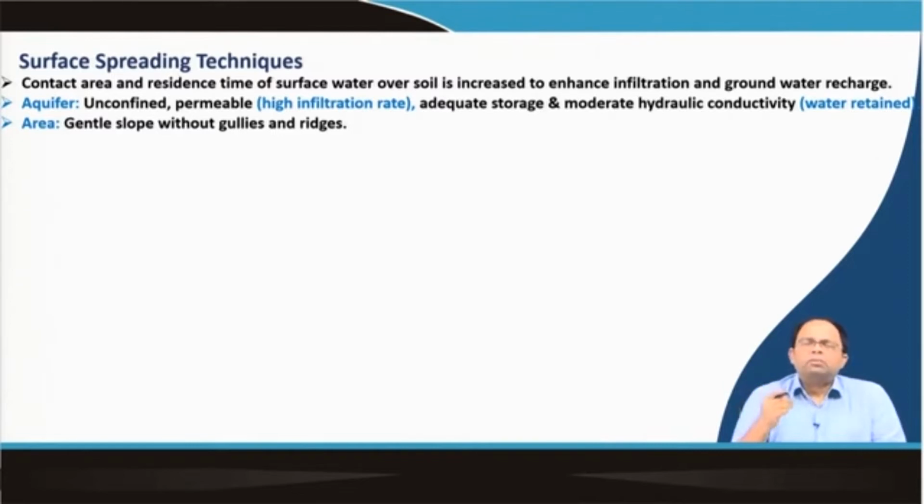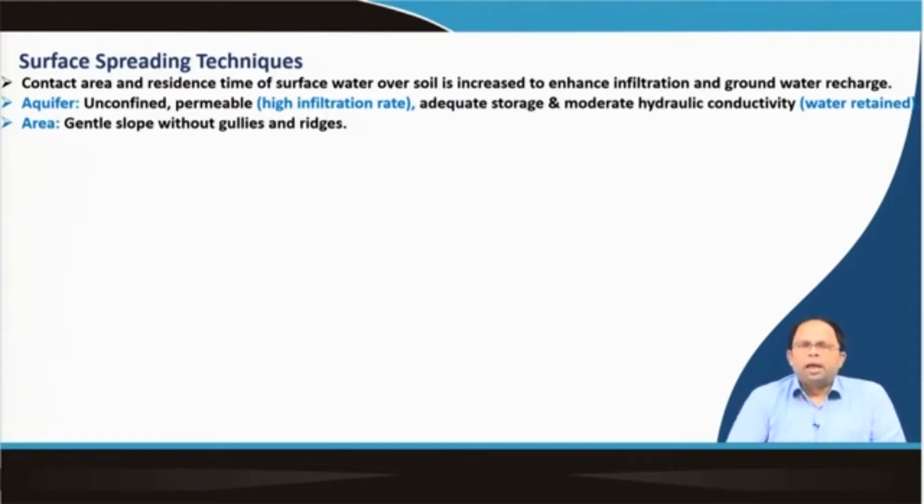But if we want to increase the contact time of water with the soil, that means if we can create some depression where the water gets stored for some time, then it will get more time for percolating below ground. Otherwise, because of the slope of that particular land, the water will flow away and there is no chance of water percolating down. So the surface spreading technique tries to increase the time the water keeps in touch with the soil, and that increases percolation time, and that enhances infiltration.